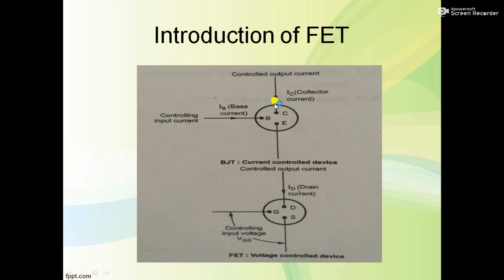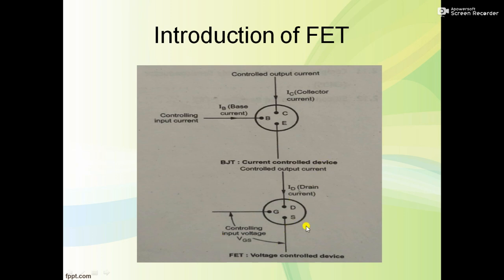So in BJT, what happens? The base current IB, the controlling input current IB, controls the collector current IC. That's why it is called a current controlled device.